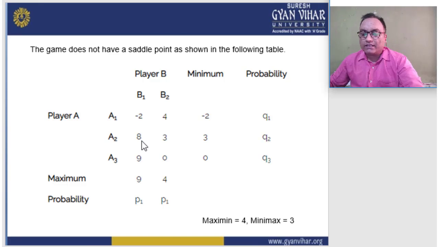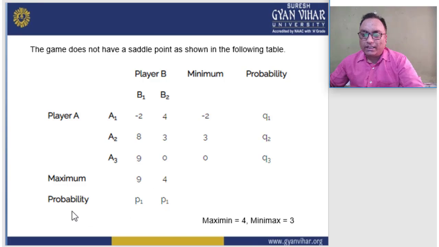In the second row, the A2 row, the minimum element is 3. And in the A3 row, which has 9, 0, the minimum element is 0. Similarly, for the maximum element in each column, we consider the first column first. The maximum element in this column is 9, and the maximum element in the second column is 4.